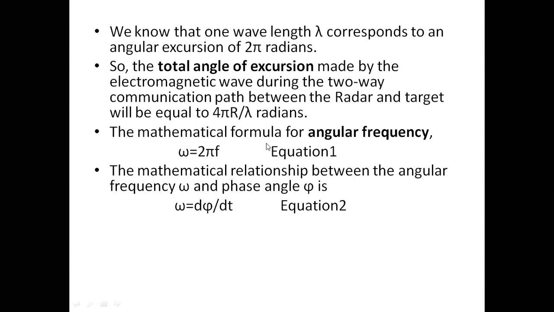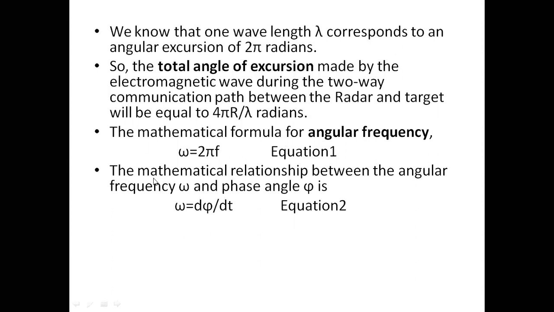The mathematical formula for angular frequency is omega equal to 2 pi f. So already we know the relation between frequency and angular frequency. This is the angular frequency omega, this is the frequency f. So what is the relation between f and omega? Omega is equal to 2 pi f. This is the angular frequency, this is the frequency.